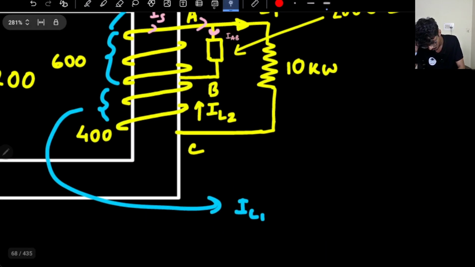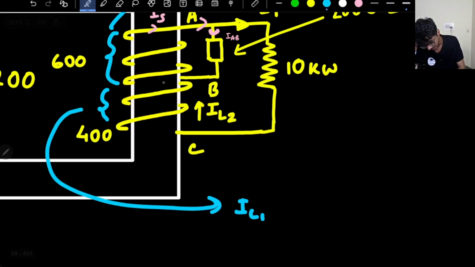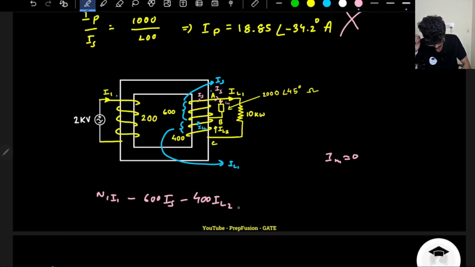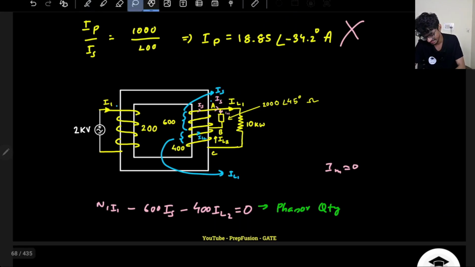And this portion of the coil, how much current is flowing? This portion of the coil has a current of IL2, so this will be 400 into IL2. This will be balancing out. So here I was wrong actually. From here we have to write down the phasor equation. Remember all these are phasor quantities. It's best to actually refer to it, otherwise you will mess up, just like me.